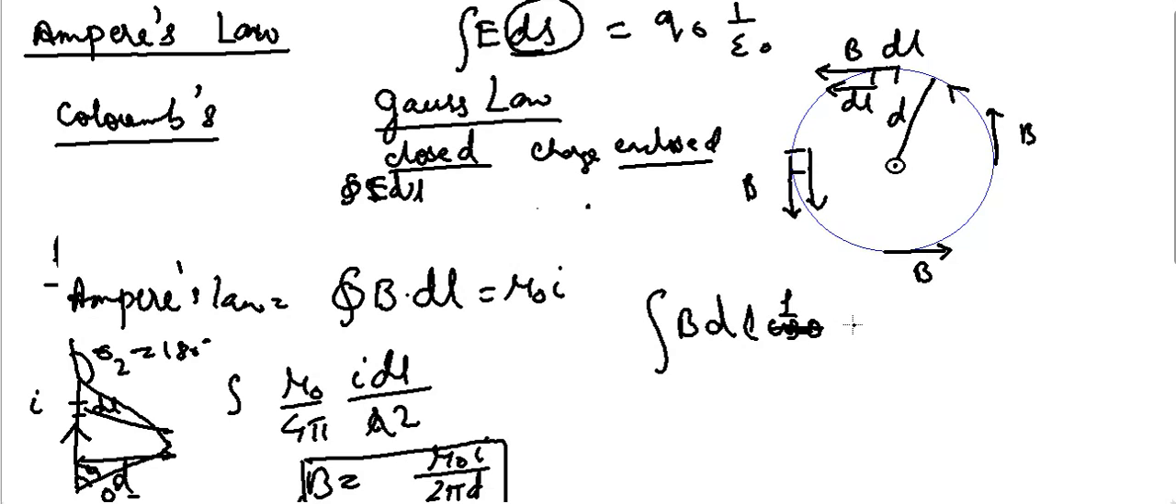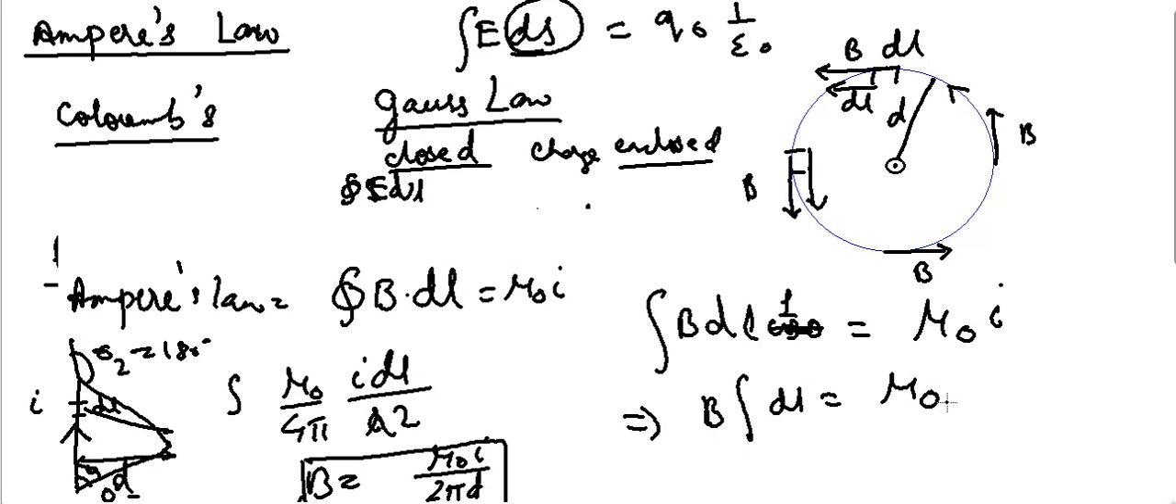So integration of B dl will be equal to mu naught times I. Now here only one wire is there, and that is flowing out. So according to my convention, that is a positive value, so plus I. Okay, because B is constant, let me evaluate this. B will come out of the integral sign. B integration of dl will be equal to mu naught I. Okay, and we know that integration of dl is nothing but addition of all the small lengths of the wire.